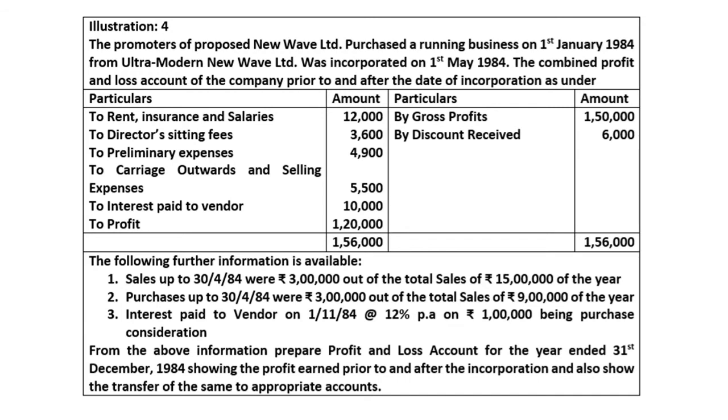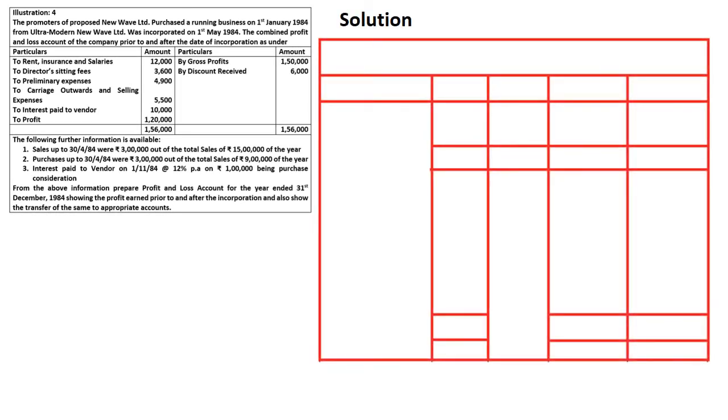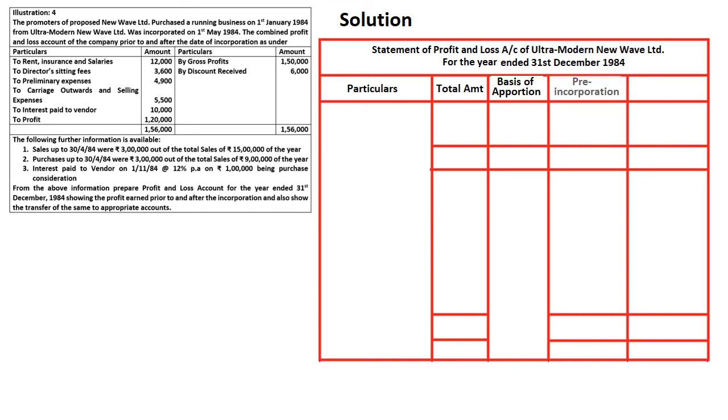From the above information, prepare profit and loss account for the year ended 31st December 1984 showing pre and post incorporation profits separately. Right. So we will take up the solution. Again, I have taken the question for the quick revision's sake. Then we have prepared the format, the same statement of profit and loss account of Ultra Modern New Wave Limited. Particulars, total amount, basis of apportionment, pre and post incorporation.